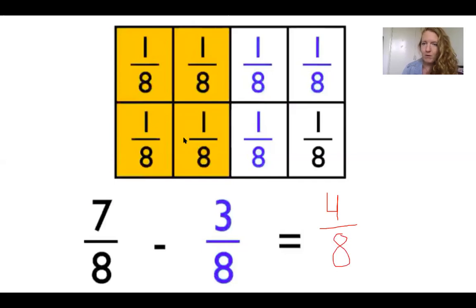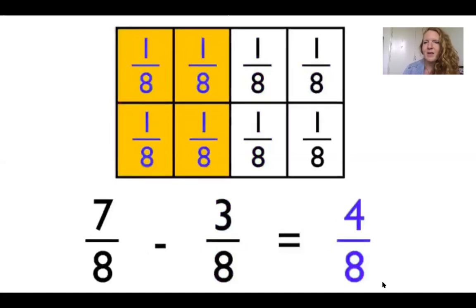1/8, 2/8, 3/8, 4/8. And what do we have here? Well, it's the same thing. 7 take away 3 is 4, and we keep the same denominator. So there we have it. So it's a similar thing with addition and subtraction. You're only going to add or subtract the numerator because in this case, our denominators are the same.